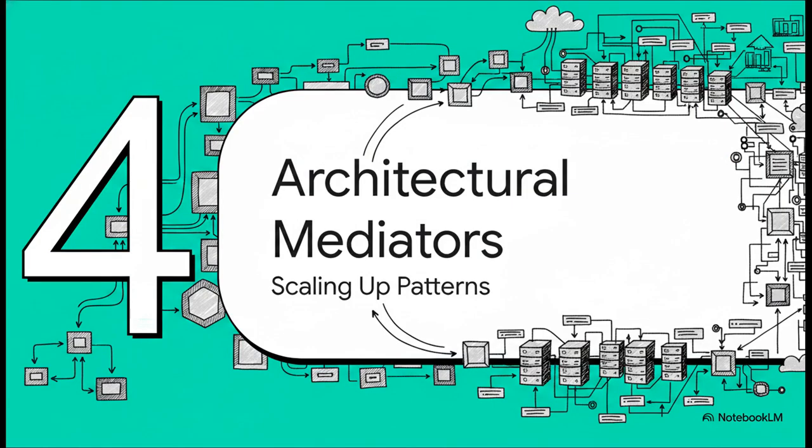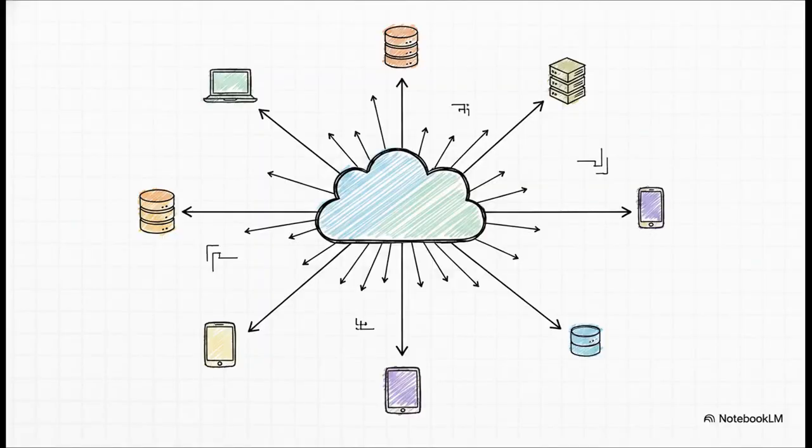Next up, section 4, scaling up to architectural mediators. Let's zoom out from the code for a second and look at the actual systems you interact with daily. Because honestly, you've been using the mediator pattern at scale this whole time. Think about message brokers like Kafka and RabbitMQ. They sit right between producers and consumers. The services don't know about each other, they only know the broker.